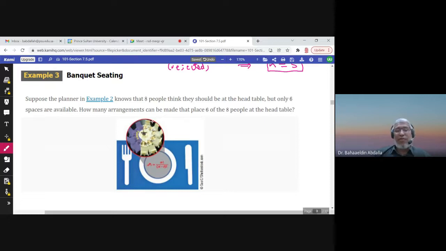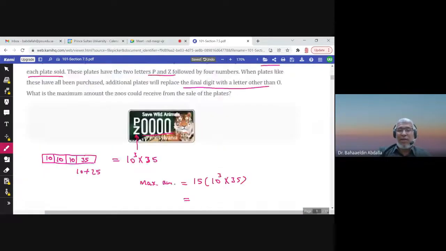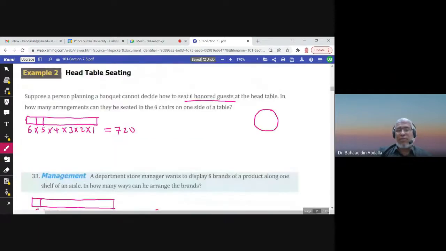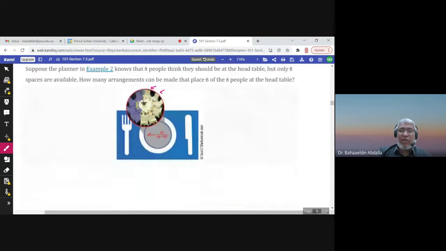Banquet seating, how many seats are there? 1, 2, 3, 4, 5, 6. Suppose the planner in example 2 knows that... do you remember this example? Yes, 6 honored guests seated at the table with 6 chairs.